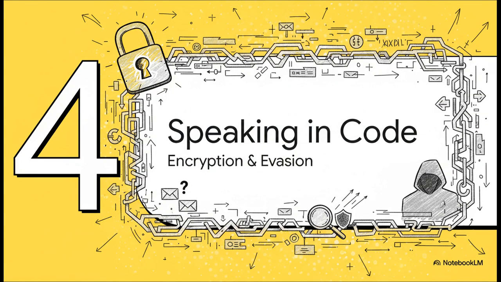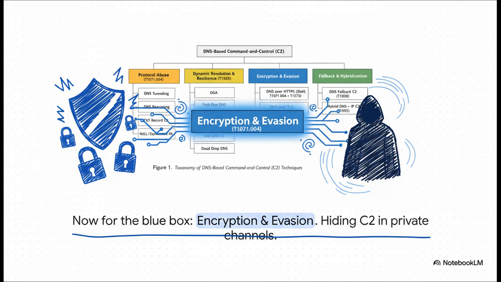Okay, so what if defenders get wise and start actually inspecting the content of the DNS traffic? Well, attackers have a plan for that too. They just speak in code. They use encryption. And that takes us to the blue section on our map, encryption and evasion. This is where things get really clever, because attackers start using technologies designed to protect our privacy as a shield for their own secret chats.